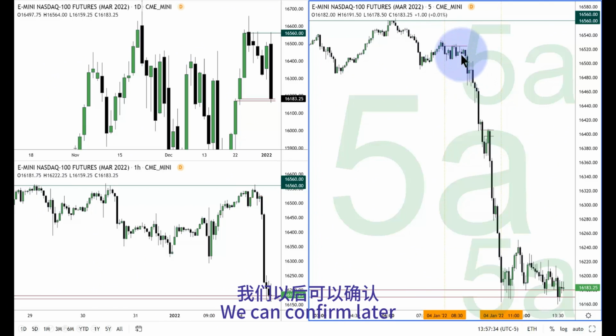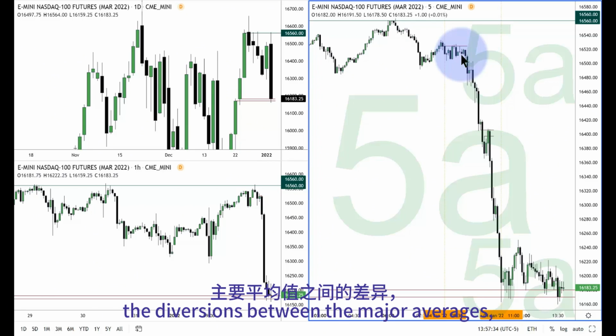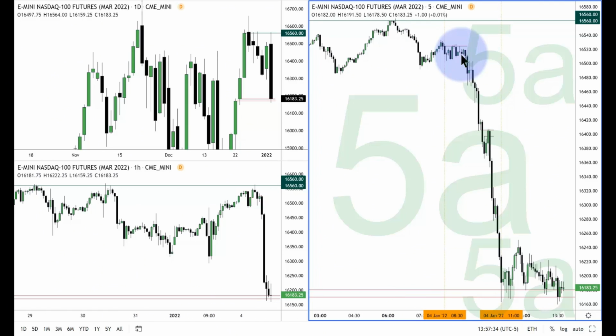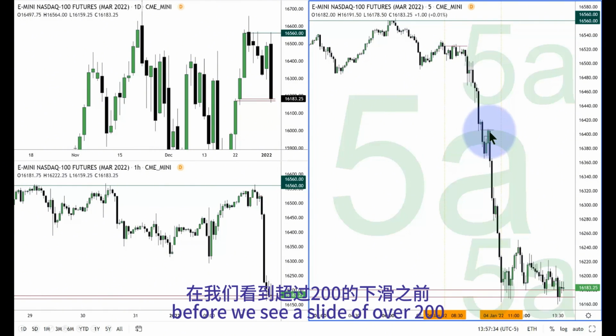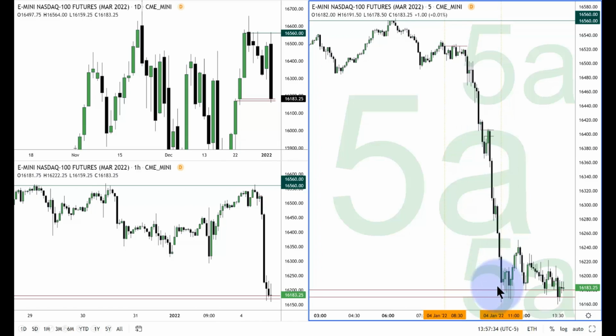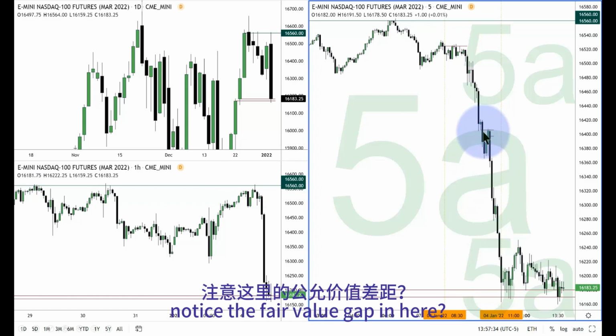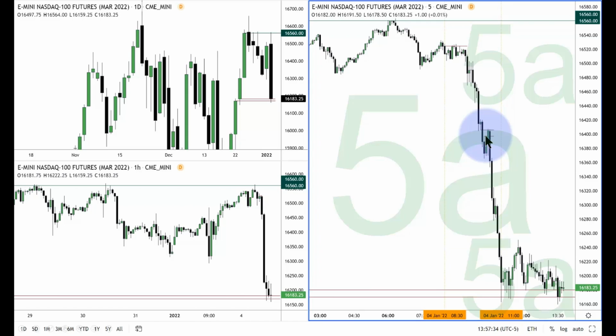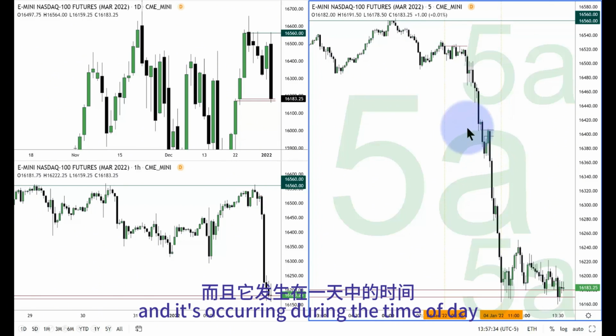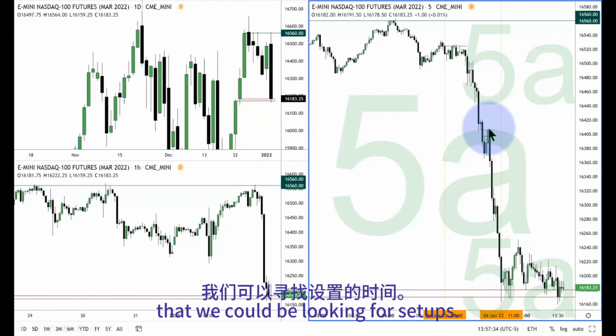We can confirm later PD arrays with the divergence between the major averages, and I'll show you what I mean by that. This fair value gap here, before we see a slide of over 200 handles, notice the fair value gap in here. Yes, we've already moved lower, but I want to show you something, because this swing high here to that low is an optimal trade entry, and it's occurring during the time of day that we could be looking for setups.